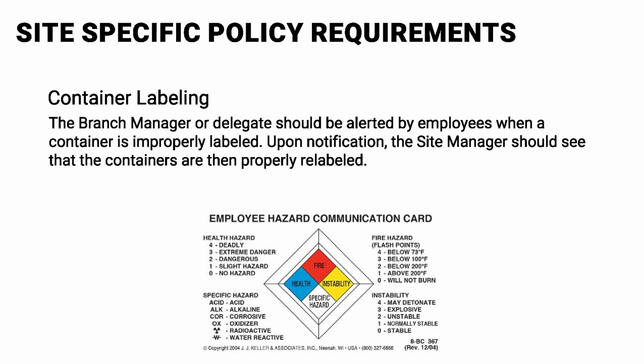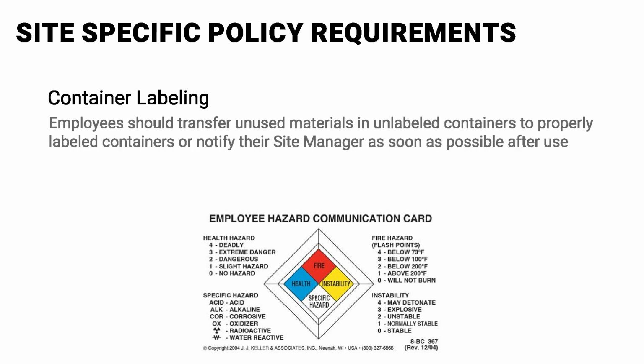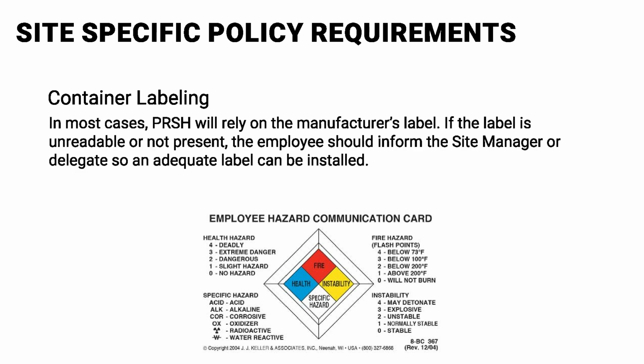The branch manager or delegate should be alerted by employees when a container is improperly labeled. Upon notification, the site manager should see that the containers are then properly relabeled. Employees should transfer unused materials in unlabeled containers to properly labeled containers or notify their site manager as soon as possible after use. In most cases, PRSH will rely on the manufacturer's label.